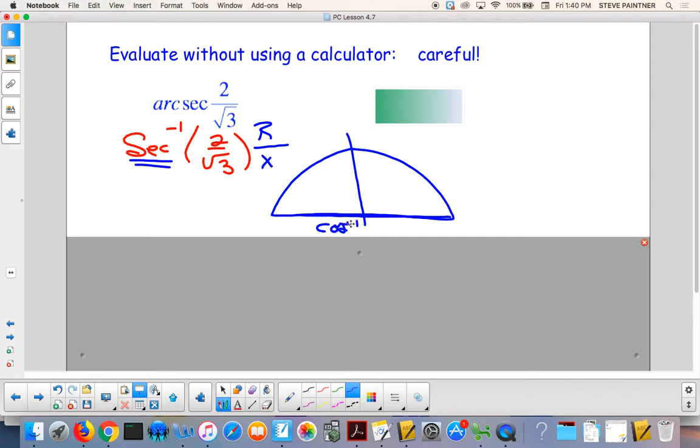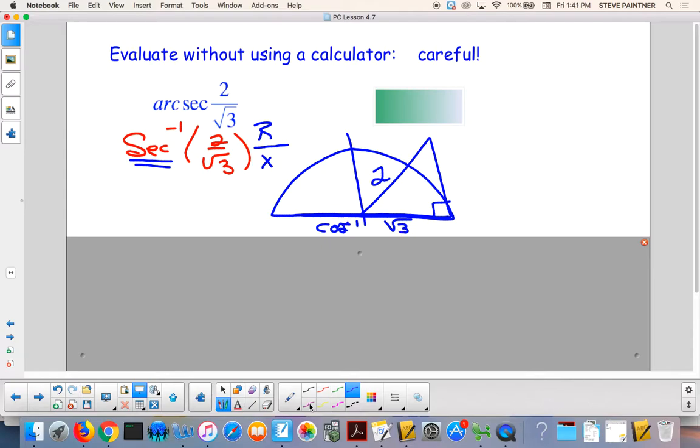Now you could get away with it by saying this is a positive ratio, so you're up here. Now this is your right triangle. Radius is 2. And the x value is what? Square root of 3. Okay, you could do that. I don't work like that. That's not how I operate.